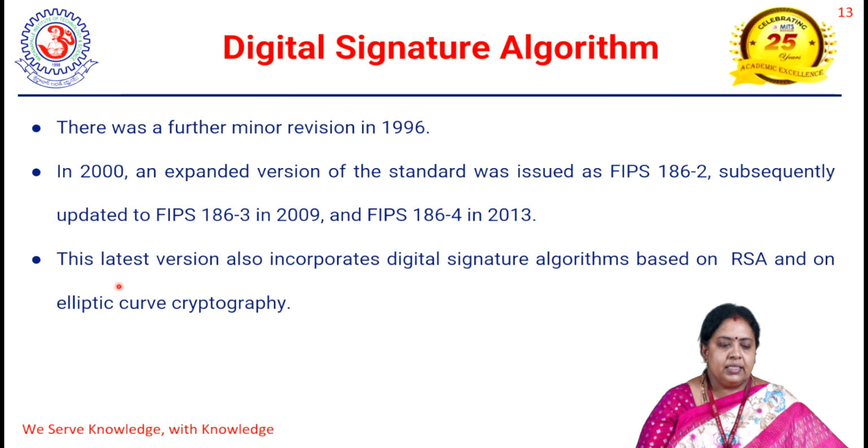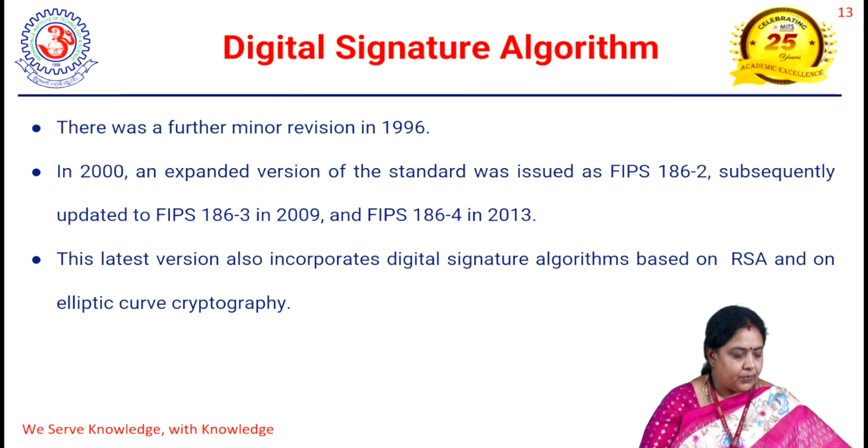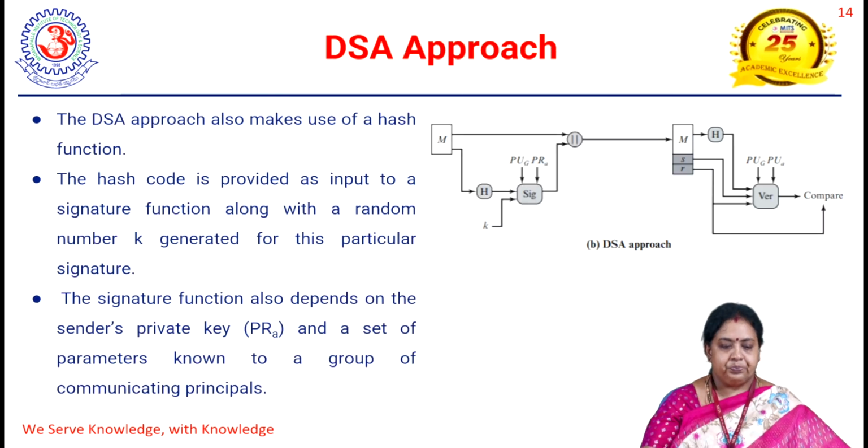Okay, and the latest version also incorporates digital signature algorithms based on RSA and on elliptic curve cryptography. By using these public key cryptographic algorithms, the latest version of the digital signature incorporates the main public key encryption algorithms, that is RSA and also elliptic curve cryptography. Okay, then coming to the approach.